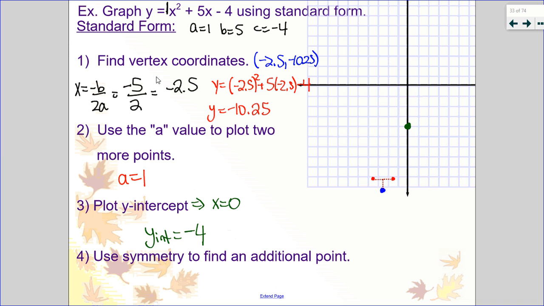And so now I'm going to use symmetry to find an additional point. So I'm going to draw in my line of symmetry, which is about right there. Okay, so that's my line of symmetry. So you'll notice your y-intercept is 2.5 to the right of that line. So I'm going to go 2.5 in the other direction to get my other point using symmetry. And then what I can do is draw on my parabola.